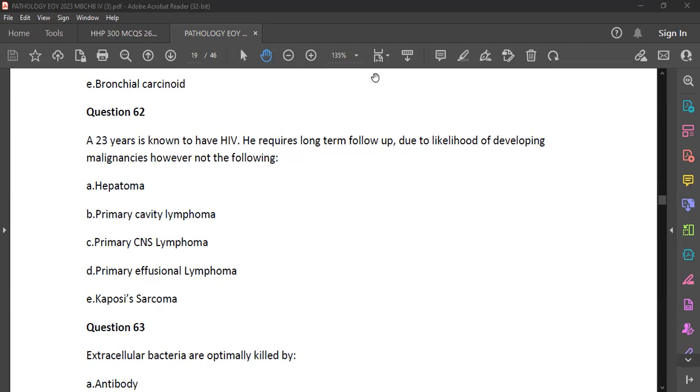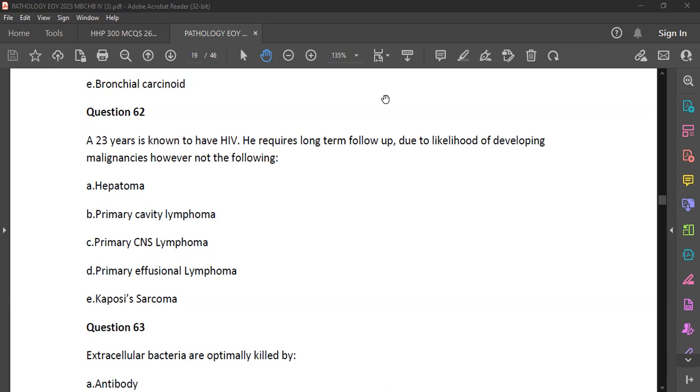So the question says, a 23-year-old is known to have HIV. He requires long-term follow-up due to the likelihood of developing malignancies. However, which one of the following is not one?